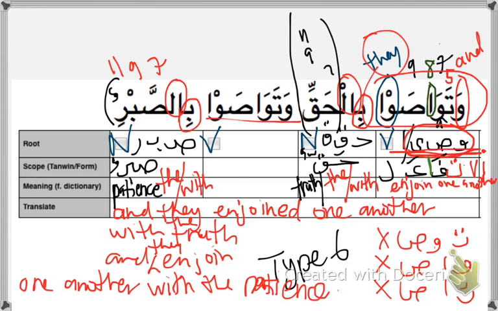All right. Okay, so based on the previous verse, you would see that this they is not needed here, so it becomes and enjoined one another with truth. Okay, and this the would not be needed here, so you have a capital T here, and this the would not be needed here, and you have a capital P there. Okay, and then you are done.